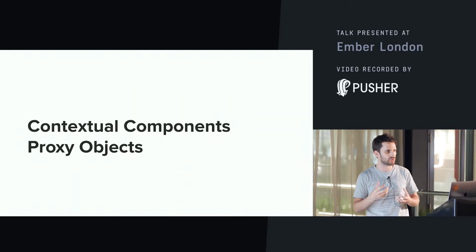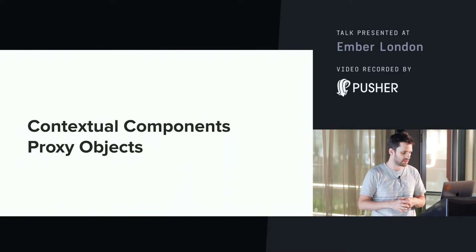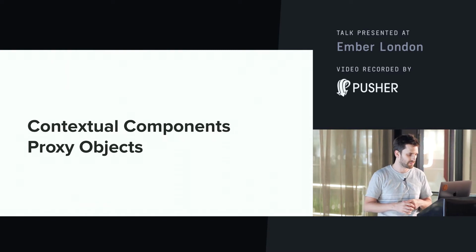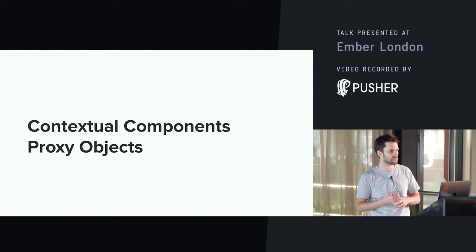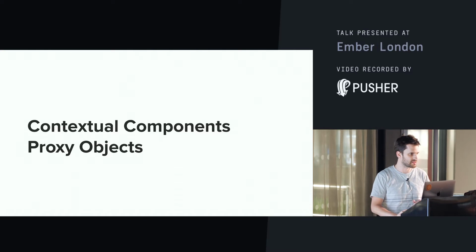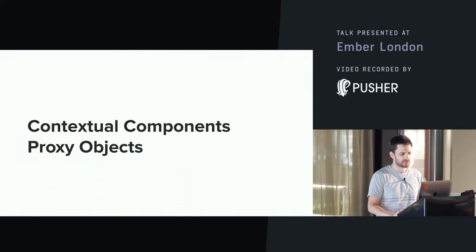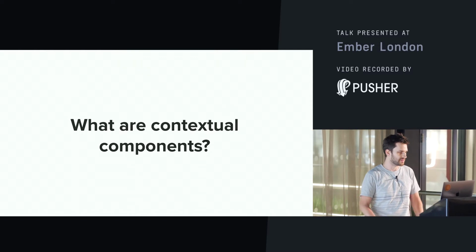And really, there are two things that you need to grasp in order to understand how the form works. The first one is contextual components. Is everyone familiar with contextual components? Okay, cool. That should be easy. And then the second one is this concept of proxy objects or change sets. If you've used Ember change set, are people familiar with these as well? Okay. I'm going to go over them anyway.